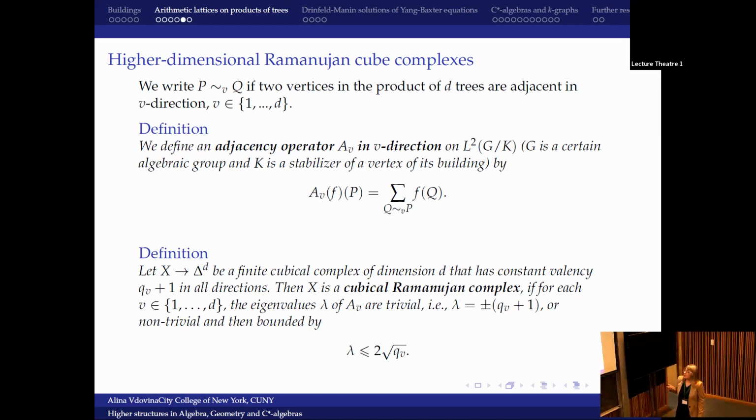What is the idea, how we talk about these high dimensional Ramanujan cube complexes? I was already telling that we have those cube complexes with edges of several colors. So in each direction, we define an adjacency operator. And what is nice is that they commute, and there is a simultaneous spectrum.